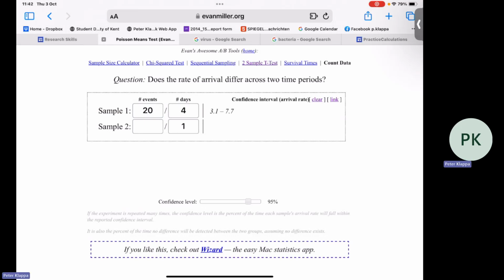Does that make sense? The calculation is not for the faint-hearted. Again, it would be a standard error, but this time it is discrete data, and they do not follow the normal distribution. They follow a slightly different one, a Poisson distribution, which you need to take into account. But if you've got this calculator, job done. Happy with that? Any questions?